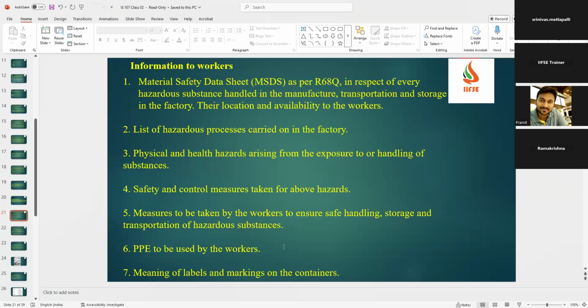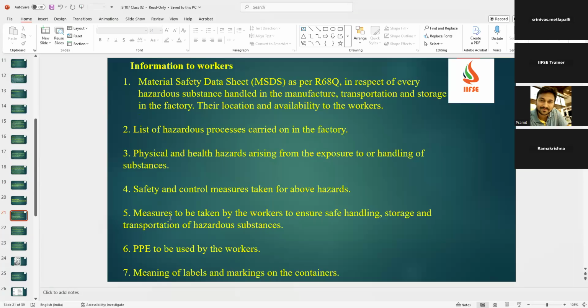Okay, then the list of hazardous processes carried out in the factory. They should also be familiar with the various hazardous processes, in the sense manufacturing processes which are hazardous in nature. When we tell this information, basically during the induction process, we inform all these things: what is the nature of the process, what hazards are in the process, and also what the existing controls are, and what safety measures we have to take while handling those chemicals.